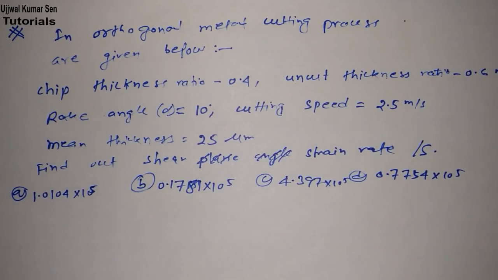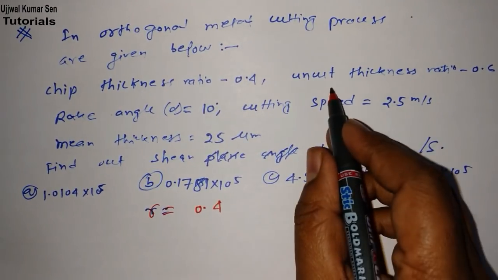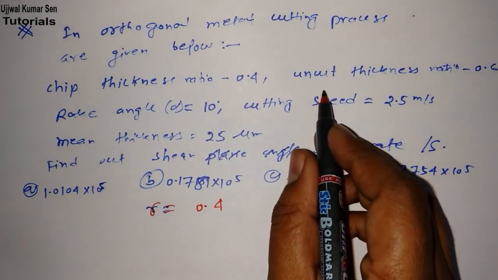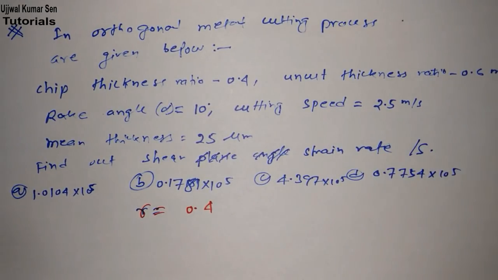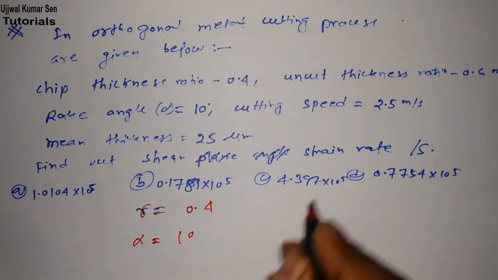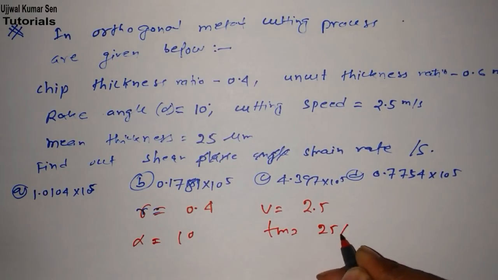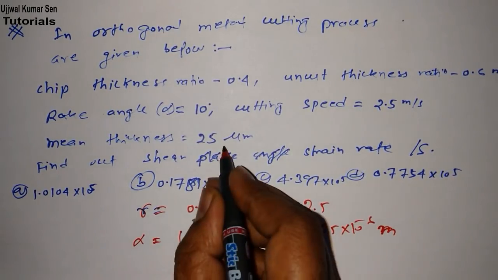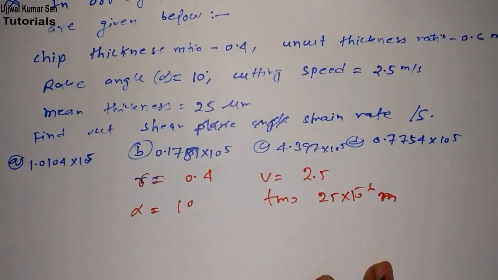The question is: in an orthogonal metal cutting process, so what is orthogonal? 2D, right? The parameters are given below. The chip thickness ratio r is equal to 0.4, uncut thickness ratio, chip thickness ratio, actually it should not be called a ratio, okay, no problem. Alpha is 10, cutting speed V is 2.5, mean thickness Tm is equal to 25 × 10⁻⁶ meter, because micro is there, and we have to find the shear strain rate. We have been given all things.